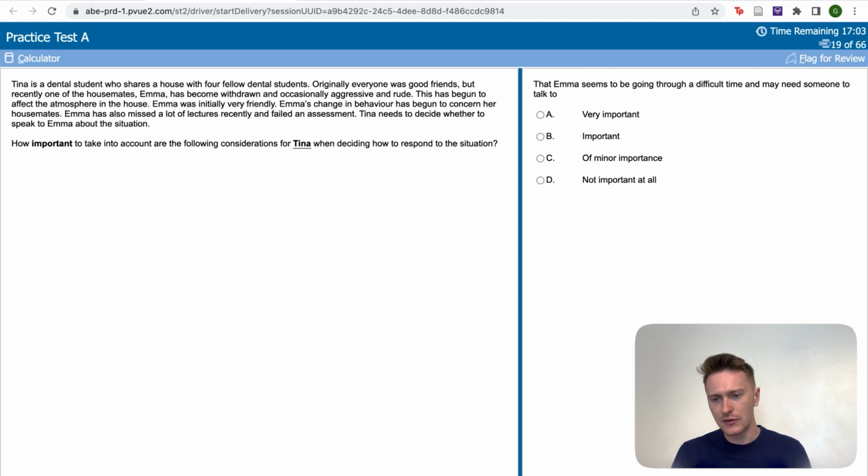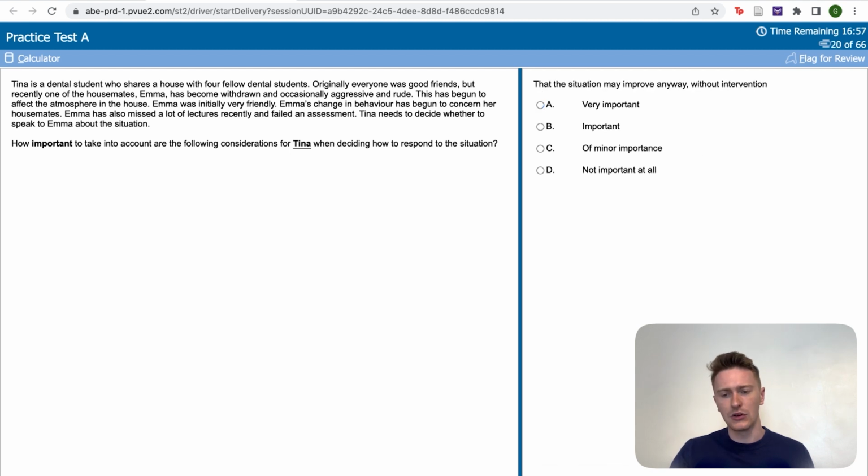So it's worth considering all of that and not being too judgmental in these ones. Emma seems to be going through a difficult time and may need someone to talk to. That's very important, I think, at least, because you may be able to diffuse the situation just by talking to her. The situation may improve anyway without intervention. Now I'm going to put nothing at all, as in not important at all, because you can't just cling on. This is essentially the same as do nothing, which I think is always quite low down. So I'm going to put not important at all for that one.